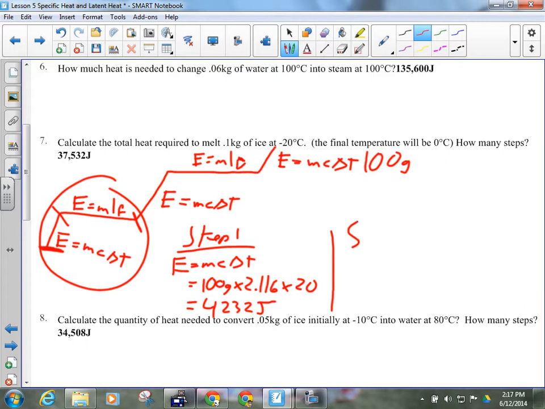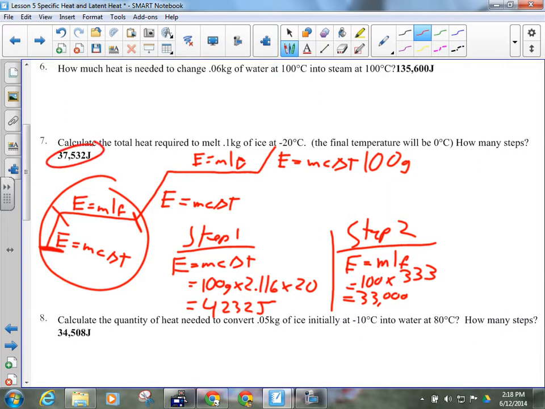And then step 2, I need to melt the ice. E equals MLF, which simply means plug in our numbers. 100 grams times the latent heat of fusion for water, which we learned yesterday is 333 joules per gram. So we're looking at 33,300 joules. Everybody with me there? What do I do with those 2 numbers now? Add them together. When I add them together, I should get 37,532 joules. Ringing a bell?